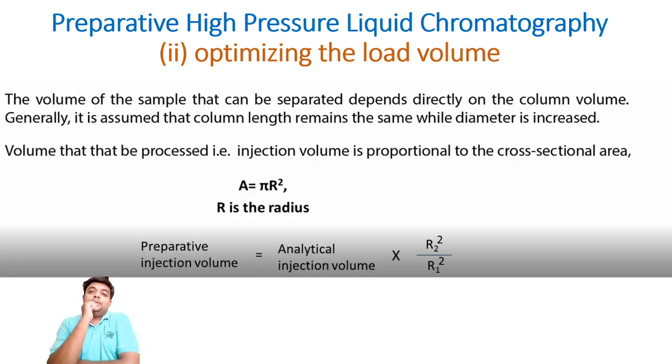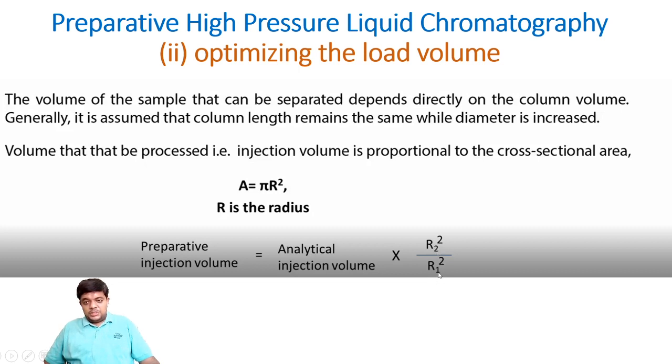Preparative high pressure liquid chromatography. Always remember the 2 and the 1 stand respectively for: 1 stands for analytical, 2 stands for preparative. The suffix 1 and the 2 written over here.